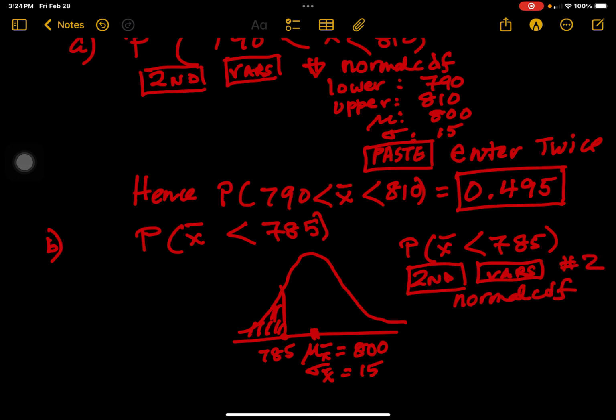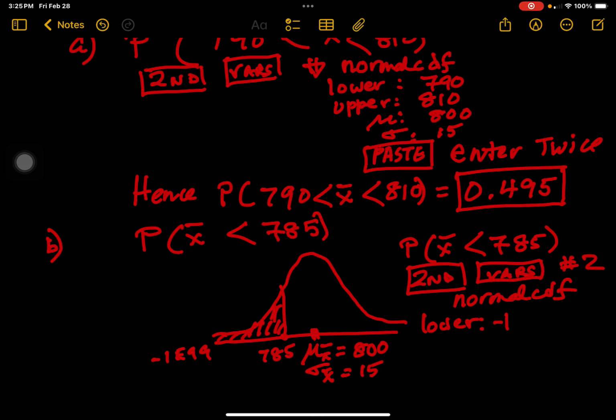Now in this case, for the lower bound, we start from the extreme left. Remember, the curve extends to negative infinity on the left. So this is minus 1 E99. E stands for exponent. This is minus 1 followed by 99 zeros. So we press the minus sign next to the enter on the left, and then type 1.